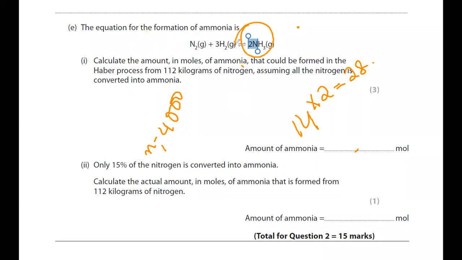Now, the answer you got, 4,000, is for your nitrogen gas. What will be the number of moles of ammonia? We can compare the equation. Yeah, you will definitely compare the equation. You will always compare the equation.